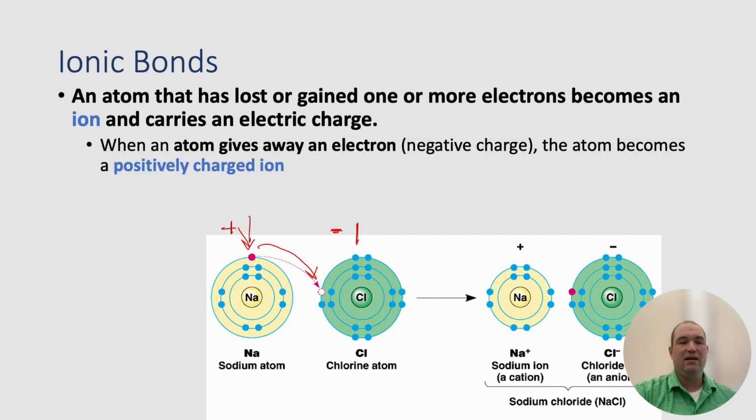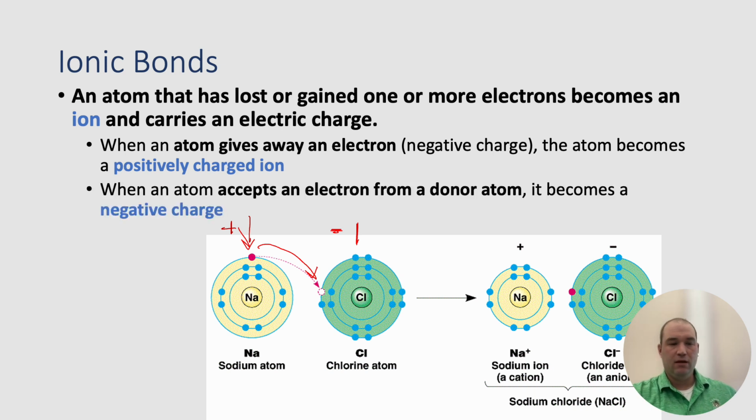So when an atom gives away an electron, that then becomes more positive. Gaining an electron is gaining a negative particle. Losing or giving away an electron is reducing the number of negative particles, which creates a positively charged ion. Now, when an atom accepts that electron from the donor, it becomes more negative. So in this case, the sodium is becoming more positive because it loses the negative electron, and we see that right here. And chlorine becomes more negative because it's gaining another negative electron.